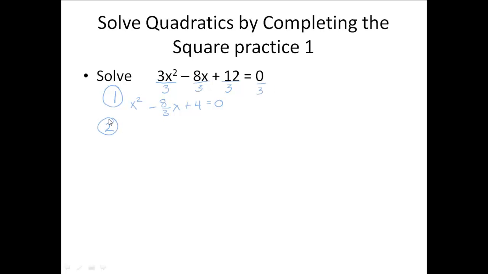Step 2 says I need to move the constant and put a box in there. In this case, my constant is the 4, so since it's a plus 4, I need to subtract 4 from both sides. And I end up with x squared minus 8/3 x plus a box is equal to negative 4 plus a box.